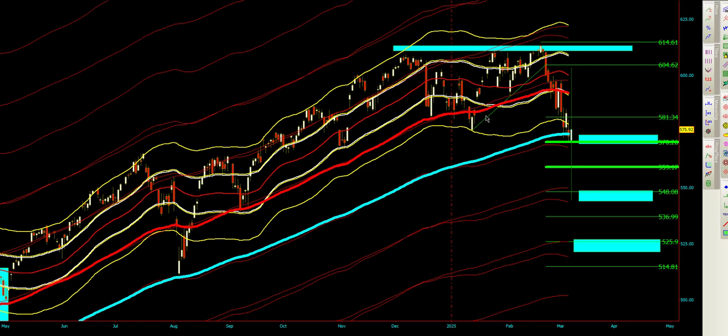All right, so this is a trend line. One touch, two touch, this looks like a great trend line. And we have done the projections.